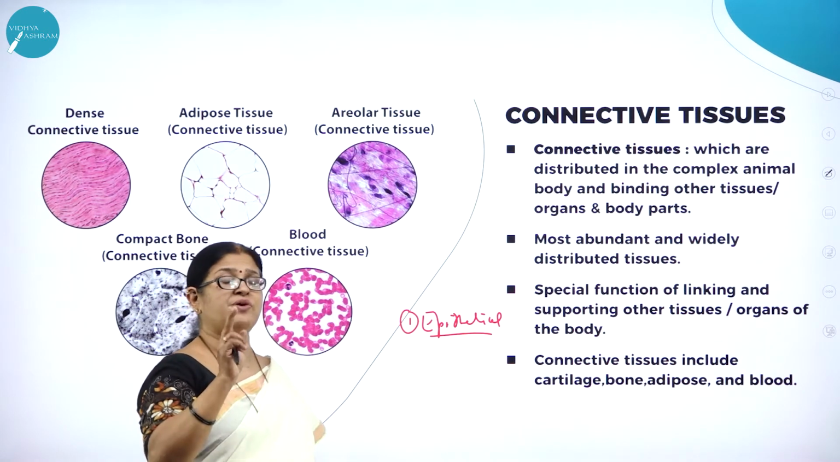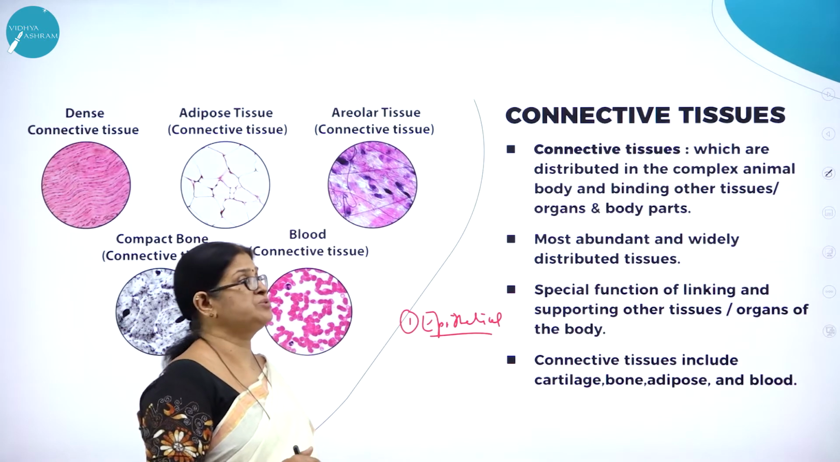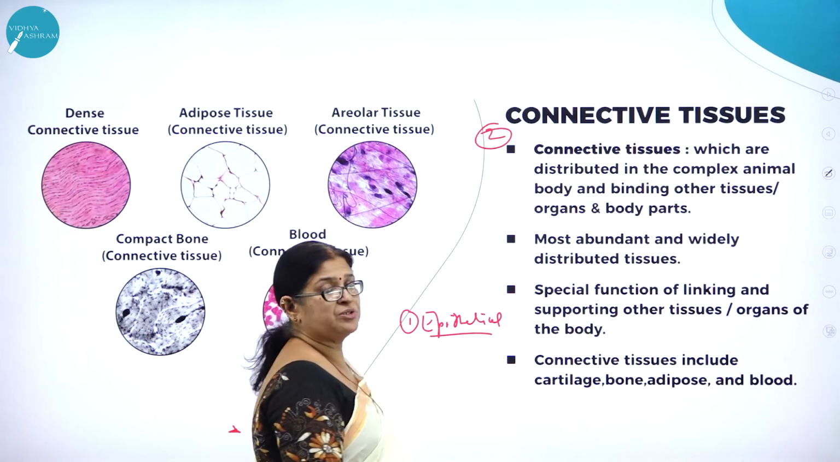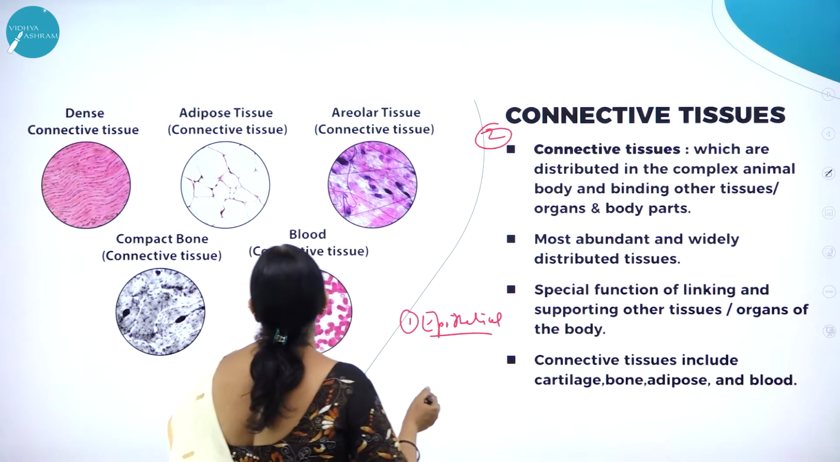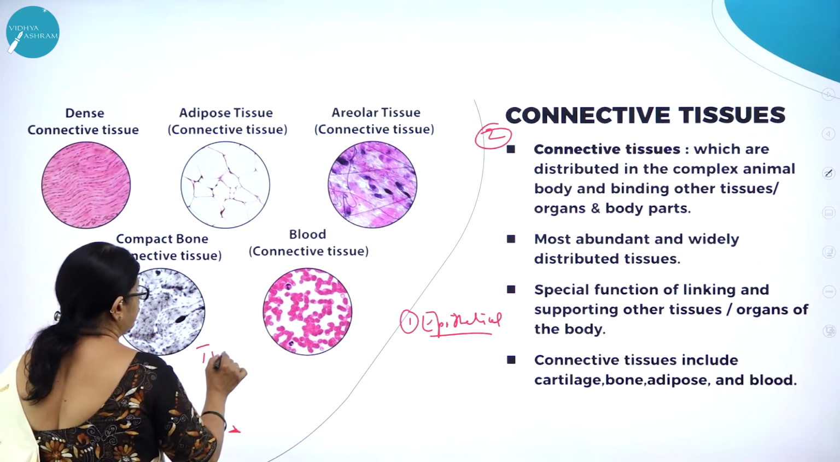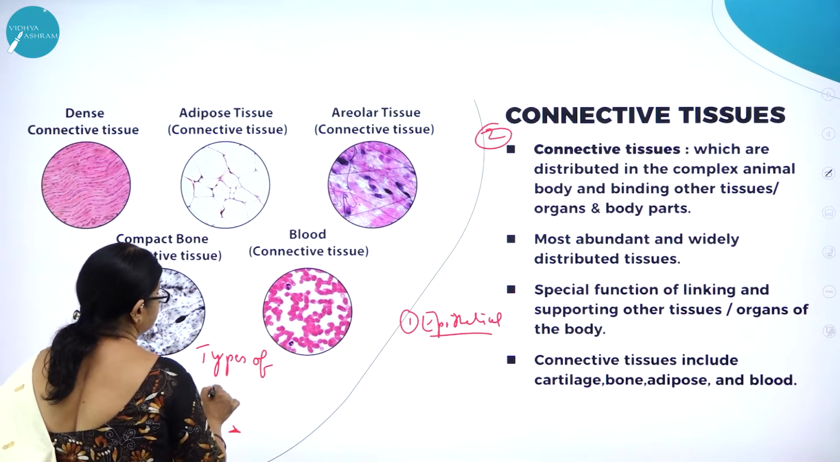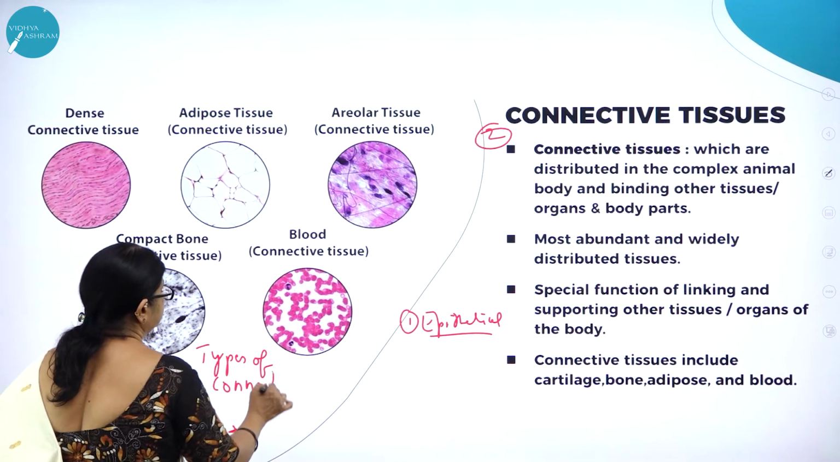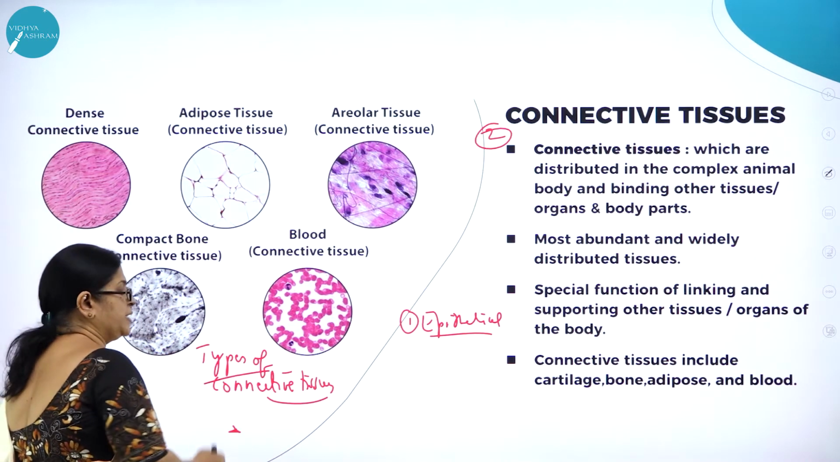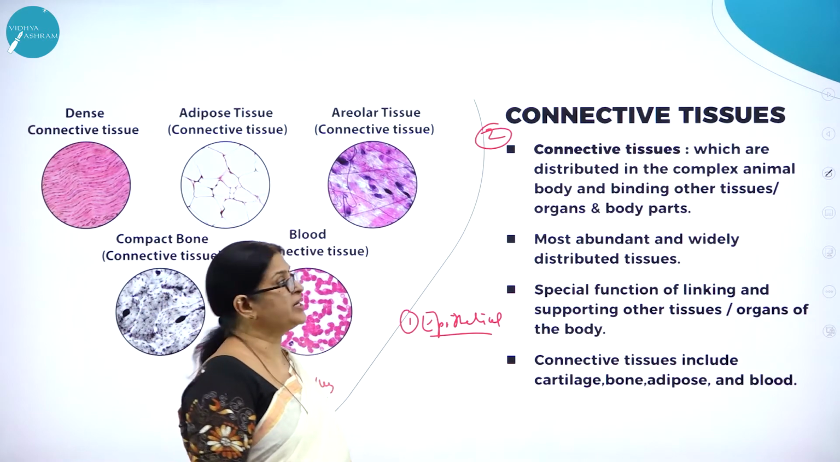Moving on to the next very important animal tissue, that is called connective tissue. The very word itself will tell you. Connective means what? These are all the types of connective tissues.